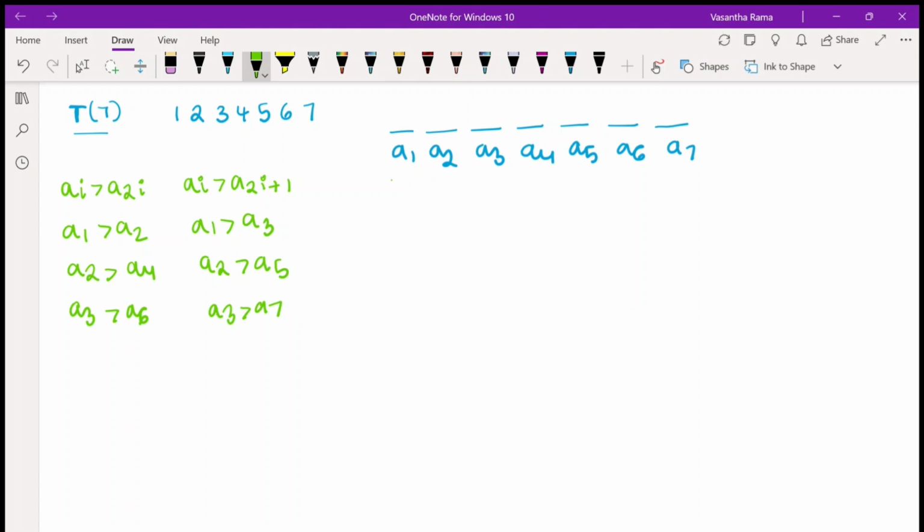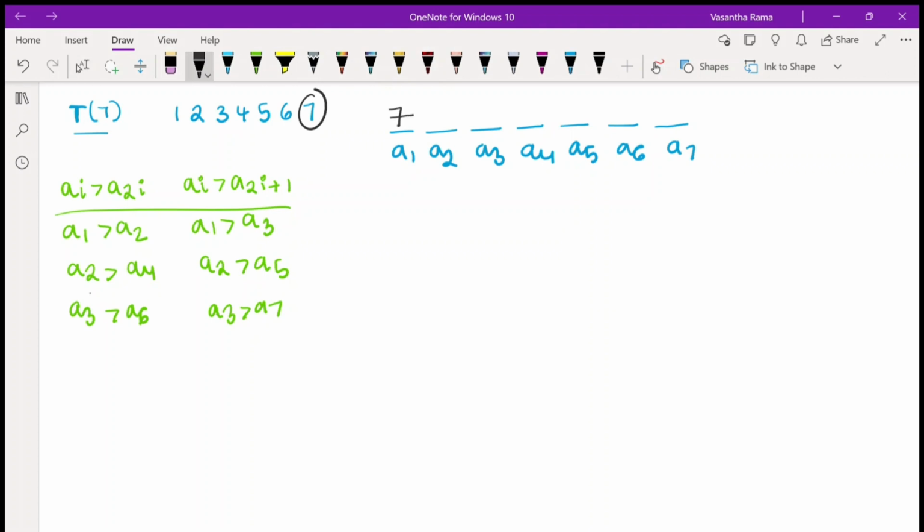Okay, so first of all, if you observe, a1 is greater than a2 and a3. a2 is greater than a4 and a5, and a3 is greater than a6 and a7, which means a1 is basically the greatest among them all. So a1 must be filled with the greatest number of the given integers, that is 7.